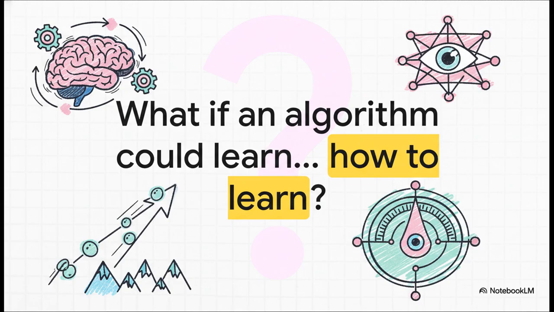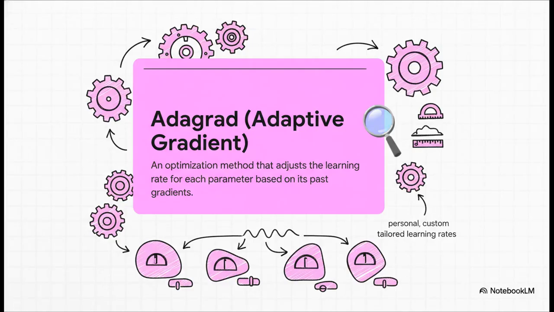Instead of giving our model one single learning speed for its entire trip down the valley, what if the optimizer could get smarter as it went along? What if it could adapt its own strategy based on the terrain it's already seen? This is the revolutionary idea at the heart of a game-changing algorithm. And that's where Adagrad comes in.